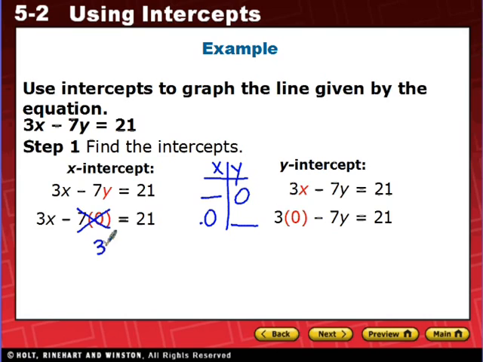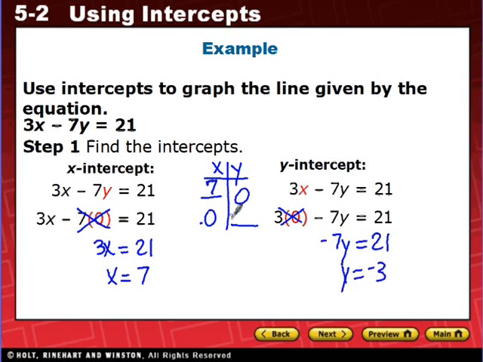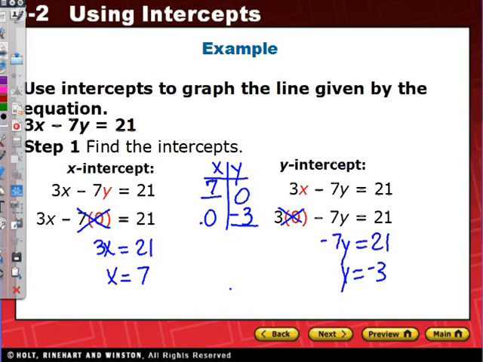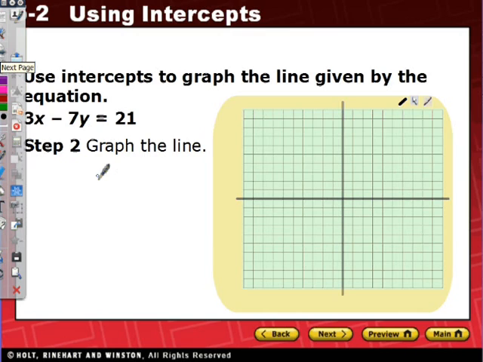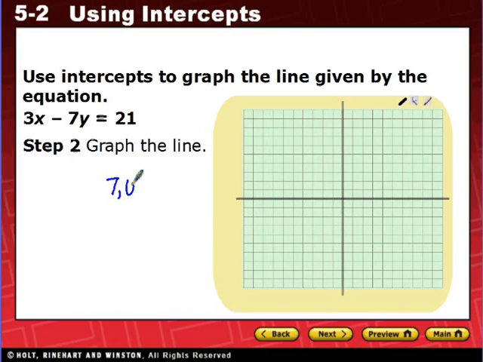So I plugged in my 0, and 3x equals 21, so x equals 7. So 7 comma 0, and I plugged in 0 for x, and negative 7y equals 21, so y equals negative 3. Sketch out a coordinate plane. Our intercepts were 7 comma 0 and 0 comma negative 3.